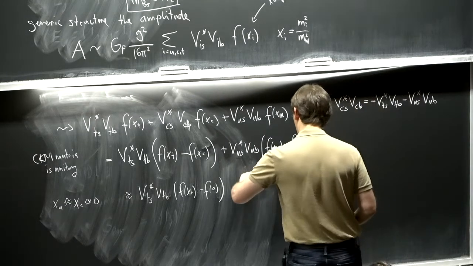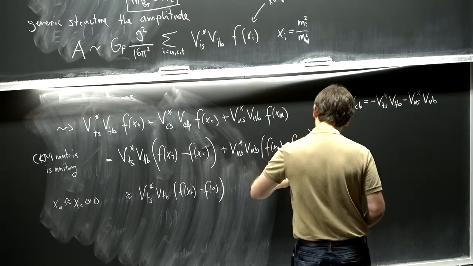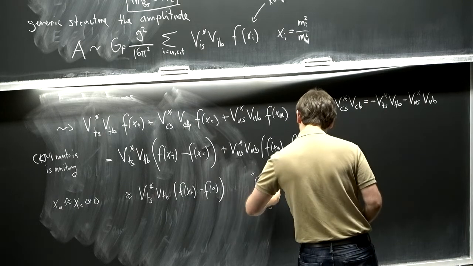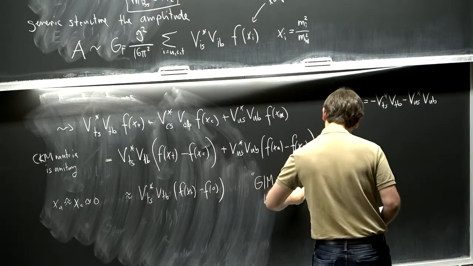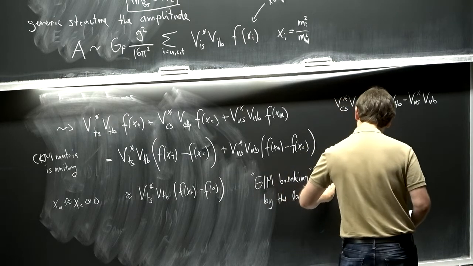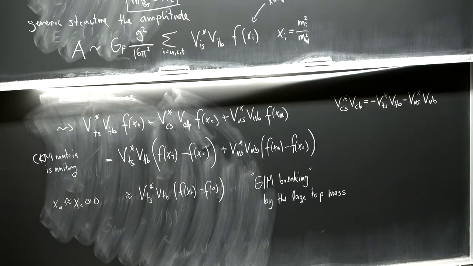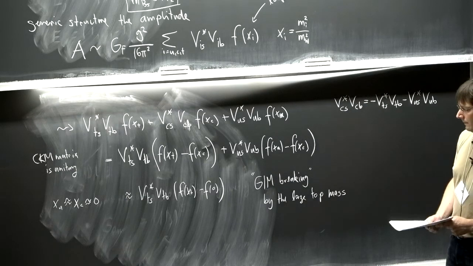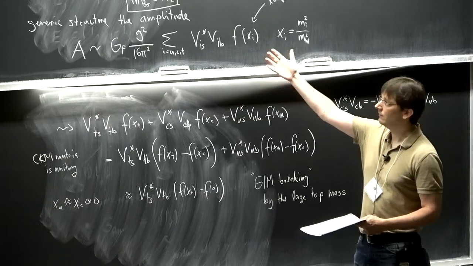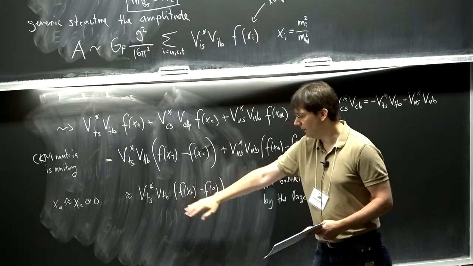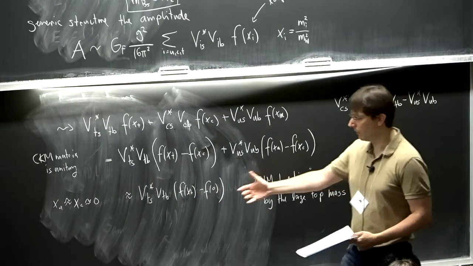So in that case, there's GIM breaking by the large top mass. And in the case of these flavor changing neutral currents, which involve the B quark, it's typically the contribution from the top quark which is the dominant one.